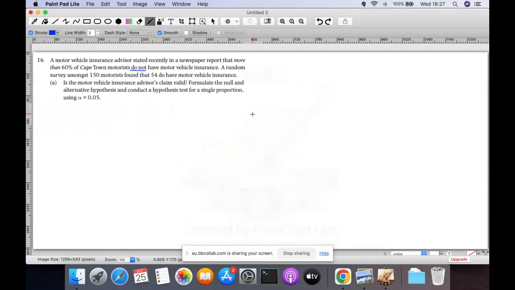Now, question A, is the motor vehicle insurance advisor's claim valid? Formulate the null and alternative hypothesis and conduct the hypothesis test for a single proportion. So now we're dealing with proportion. Now we're dealing with pi, not mu. So we'll have our H naught and we'll have our H1. Now it's very important, if you look at it, it says in the text, it's even highlighted in italics, but in your exam it won't be highlighted. You need to figure it out.